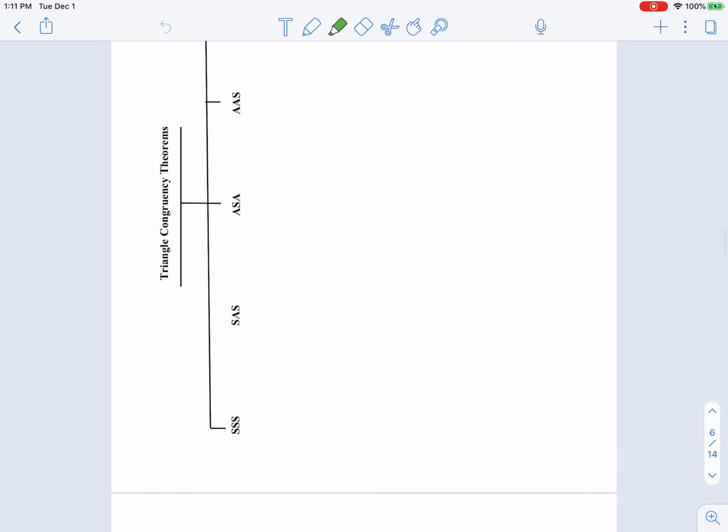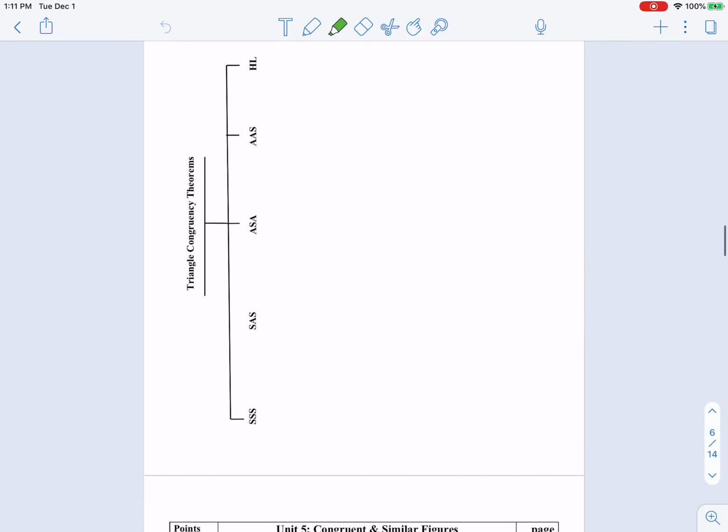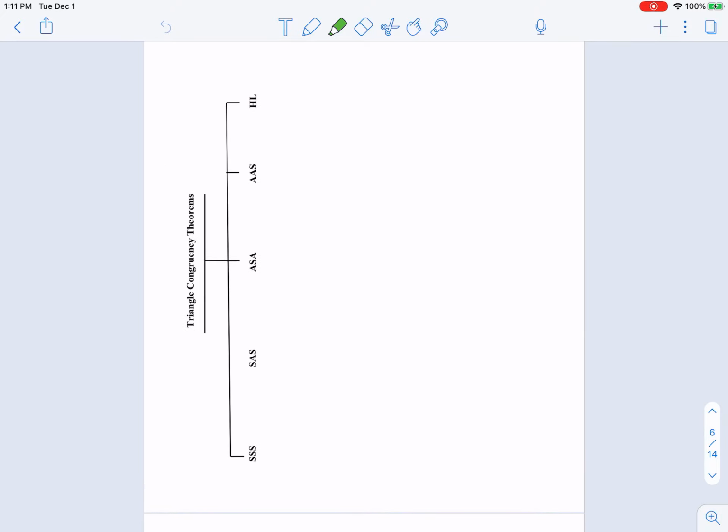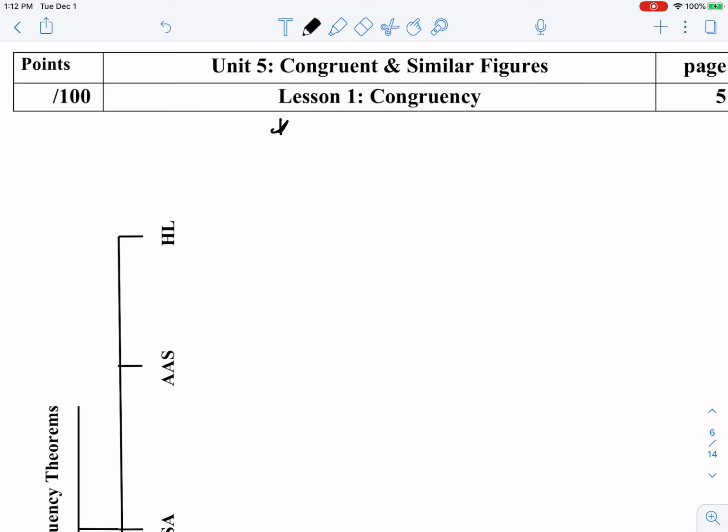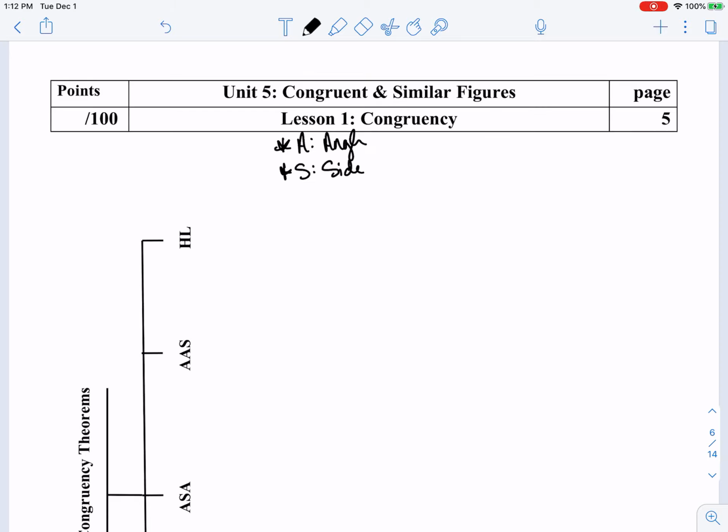A couple of things really quickly. These are your 5 answer choices, with the 6th answer choice being not congruent, that you will ever use for multiple choice tests. So side, side, side; side, angle, side; angle, side, angle; angle, angle, side; and HL. Okay. Very quickly, let me just put a little note up here. A on this tree diagram means angle, and then S is going to mean side.